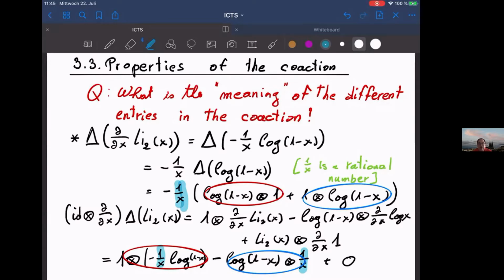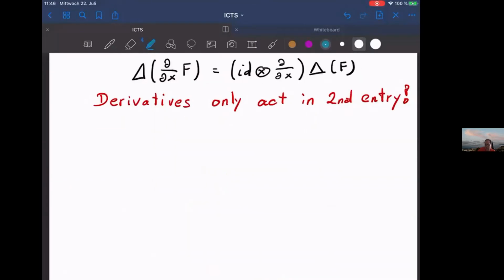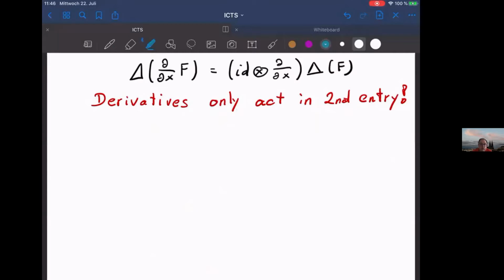So this tells you what the meaning of the second entry, the rightmost factor in the correction, is. It encodes the derivatives of the function. In formulas, this just summarizes what we just said. If I first act with the coproduct and then I take a derivative, it is the same as first taking a derivative and then acting with the coproduct, but only in the second entry.